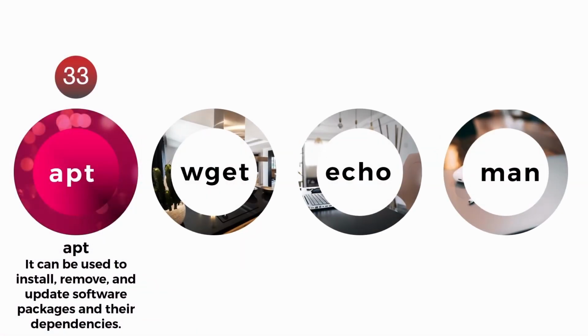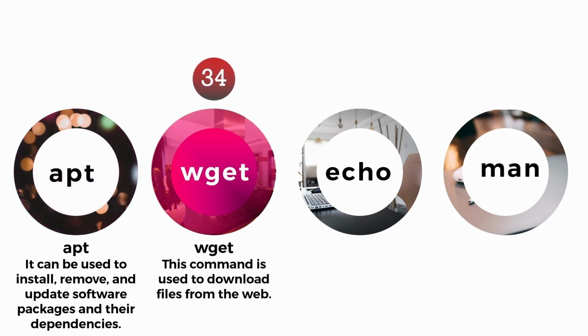First one is apt. This command is used for package management on Debian based Linux distributions, and Kali is one of the Debian based Linux distributions we have. The apt command can be used to install, remove, and update software packages and their dependencies. Like if you want to update the system, you just have to write apt update. Okay. Next one, we have wget. This command is used to download files from the web. It can be used to download files using HTTP, HTTPS, and FTP protocols.